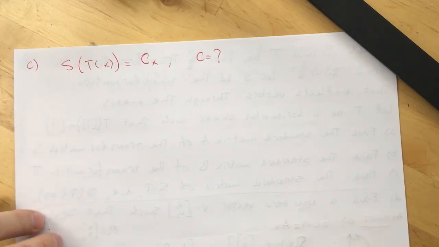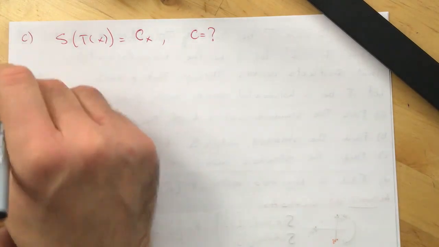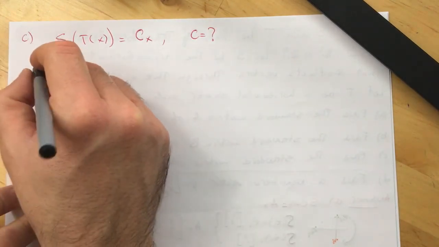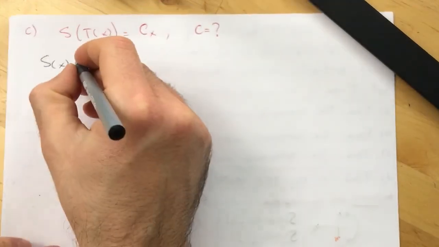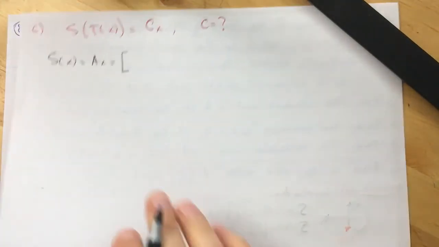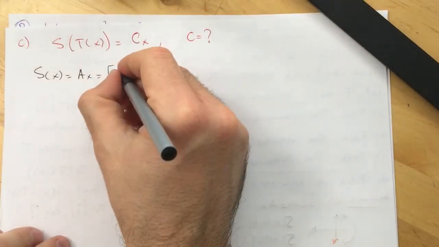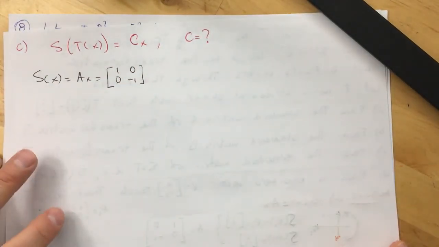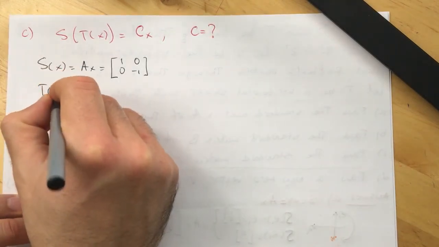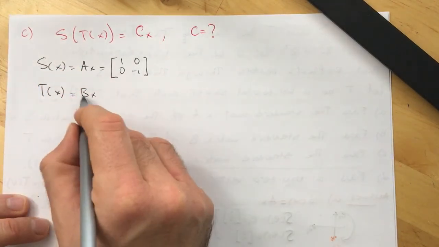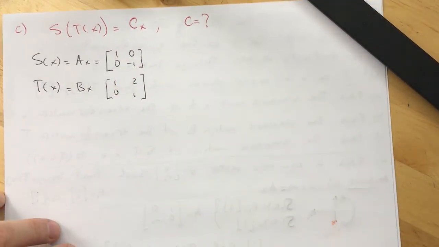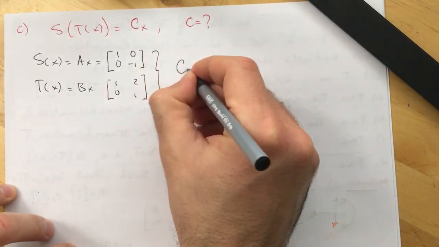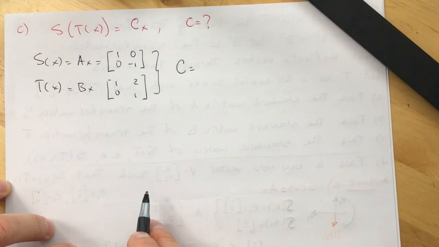One of them, now that we know multiplication of matrices, maybe this is even easier. I'm going to remind you that S of x was defined as Ax, and A was [1 0; 0 -1]. And then T of x was defined through the matrix B, where B was [1 2; 0 1]. From here, C is equal to A times B.